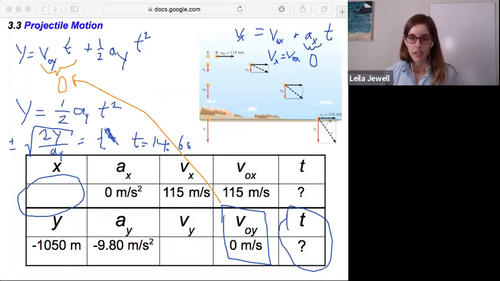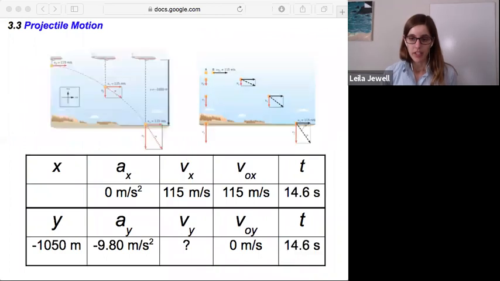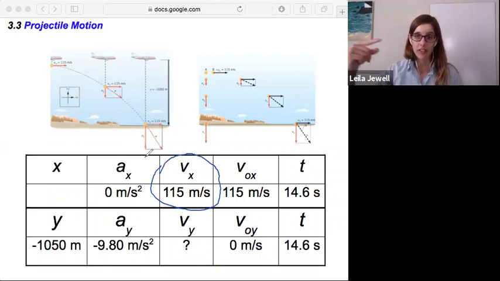All right, so we now have filled in the time, that is 14.6 seconds, and we can now solve for the final velocity. We can note that we already have the final velocity in the x direction, right? We have this horizontal component of the velocity that has stayed the same throughout. We just need to find how fast it's falling straight down, and then we can combine the horizontal velocity with the vertical velocity to get the overall velocity, which is shown very nicely here.